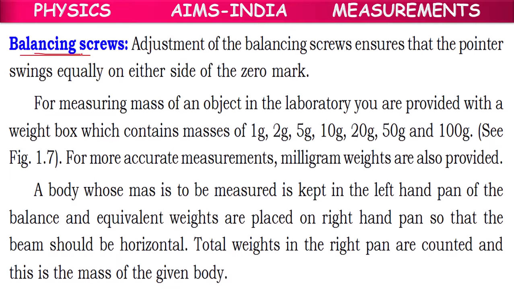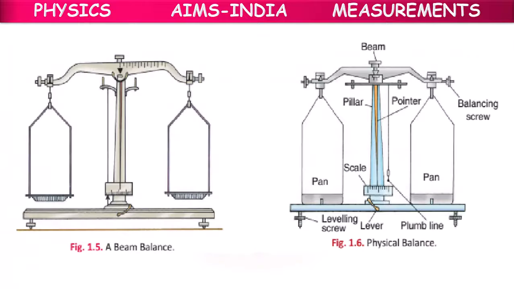Next, balancing screws. Adjustment of the balancing screws ensures that the pointer swings equally on either side of the zero mark. If the pointer swings more to the left side and less to the right side, then we have to adjust the screws such that both sides it will swing equally. That we have to do.